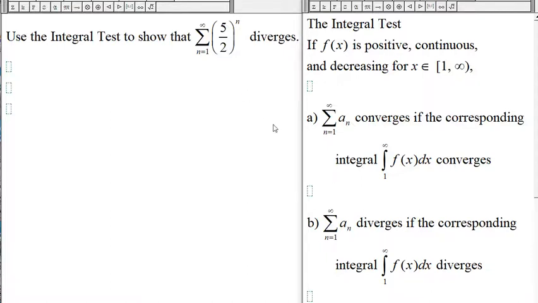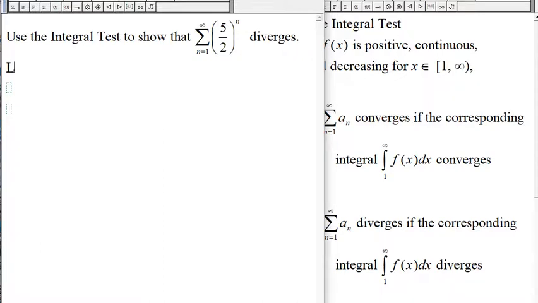And so once again, if we want to show that this series diverges using the integral test, then we need to show that the corresponding integral of f of x dx diverges. And so first, let a sub n be the sequence 5 divided by 2 to the n, and so the corresponding continuous function is the function 5 halves to the x.